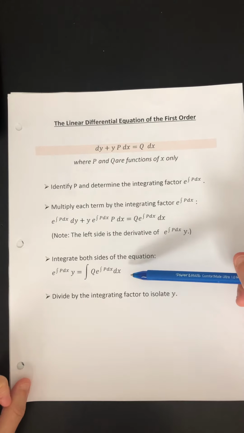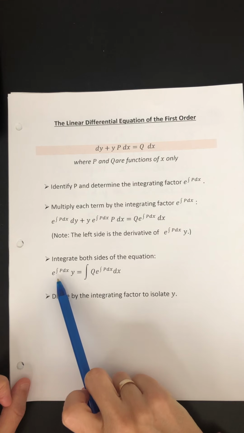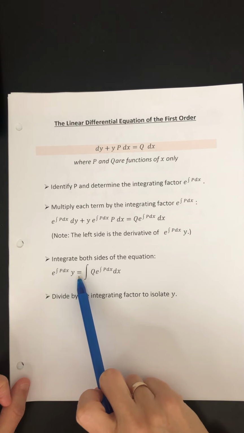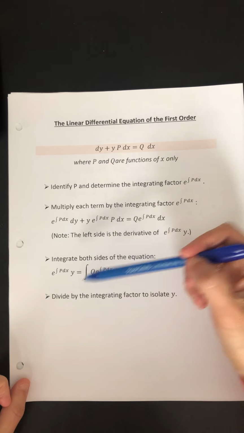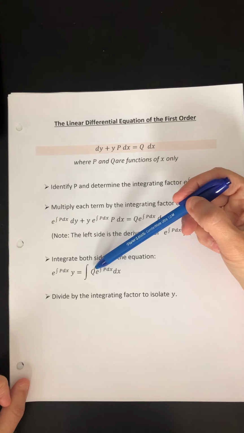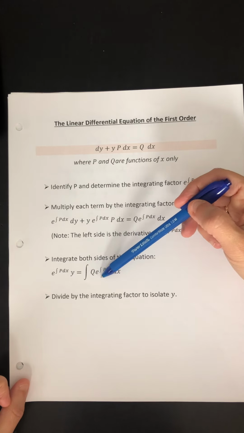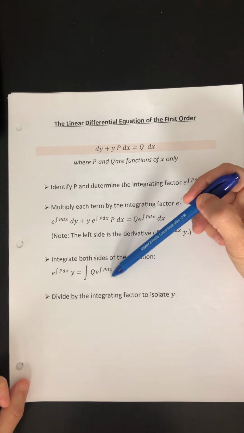Now we can move down to this part of our solution. On the left side, we will have x to the -2 times y. On the right side, we'll have the integral sign, the original function q. Remember, that was x squared cos x. Then x to the -2 and dx.